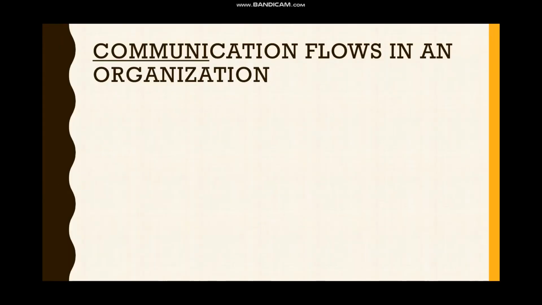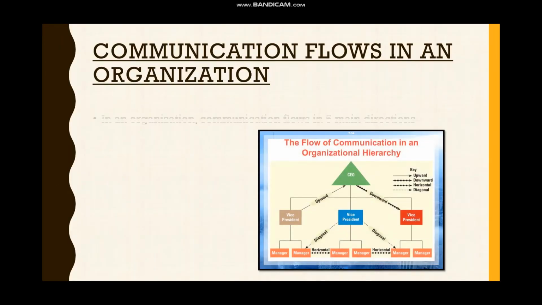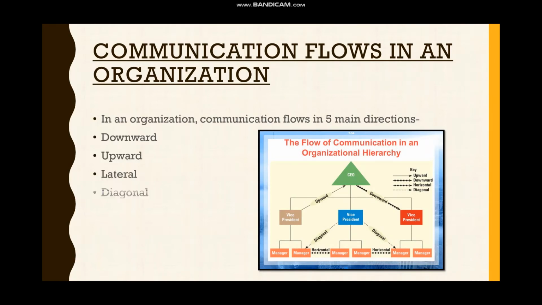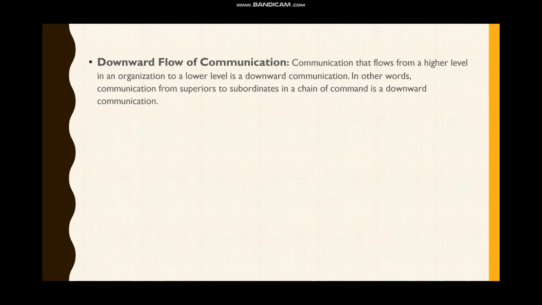Now we will see what is the flow of communication in an organization. In an organization, communication flows in five main directions: upward, downward, lateral, diagonal, and external. We can also see the pictorial representation of the flow of communication in an organization. Now we will study in detail about these flows of communication.